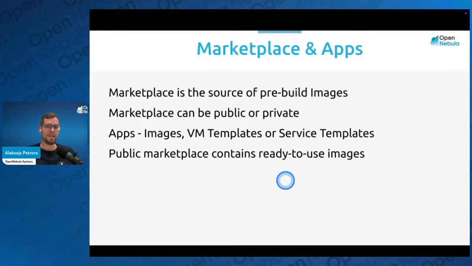So the marketplace is the source of pre-built images, and the marketplace can be public or can be private. So you can run your own private marketplace if you would like to. For example, your company internal marketplace where you upload your images and then they're not going to spread out to the public. But there is a public marketplace that is provided by us, by OpenNebula, and the marketplace is the source of so-called apps. So apps are images, virtual machine templates, or also service templates.